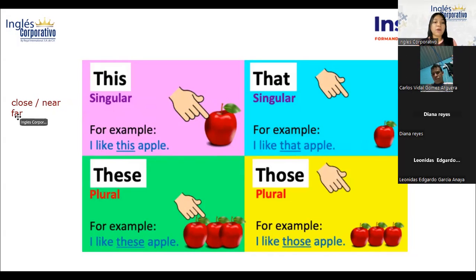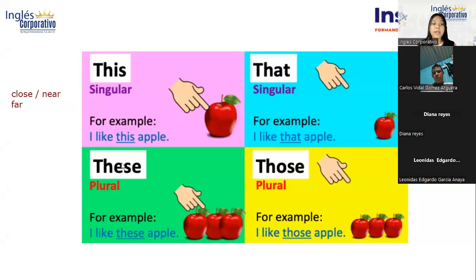And then we also have plural. So, this, plural, near, cerca, okay? Cuando tenemos plurales, objetos que son plural, cerca. And those, plural, but the objects are far, están lejos. Okay? Remember that, do not forget that, okay? So, we use these and those for plural. These for near, cerca, and those for lejos. Cuando señala algo y es plural, pero está lejos.